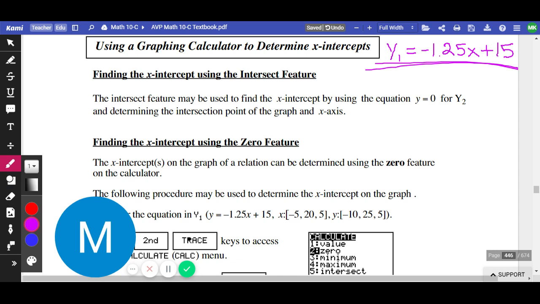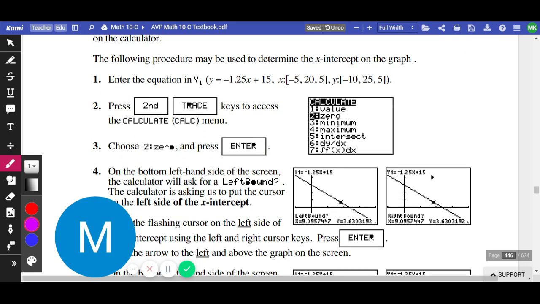You don't need y2 anymore, so you can delete anything that's in y2. Your window setting. We're going to have to put our window back to what we had before. Okay, so those windows are right here. If we click window, this was your x minimum, negative 5. Your x maximum was 20. Leave your scale as 1, don't need to worry about switching it. Your y minimum was negative 10. Your y maximum was 25. So now everybody should have the original equation with the original window put back in.